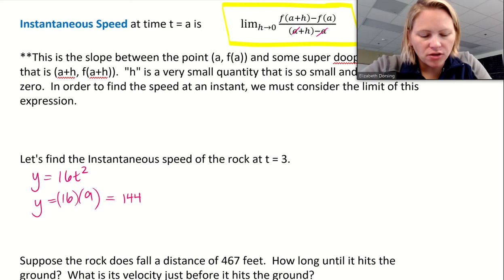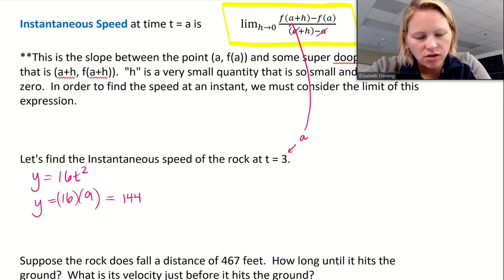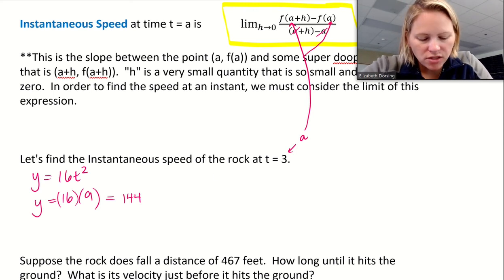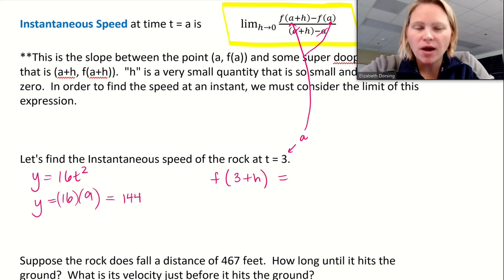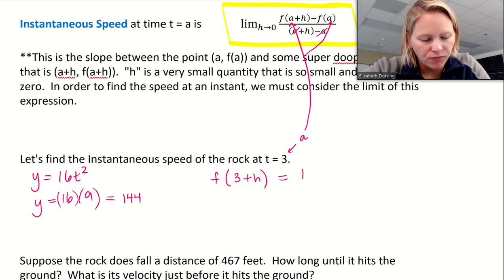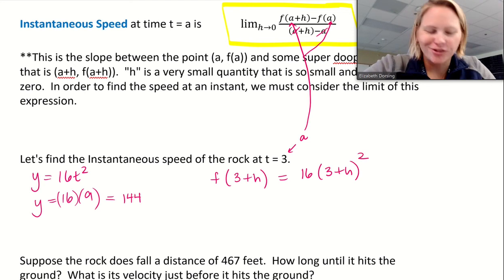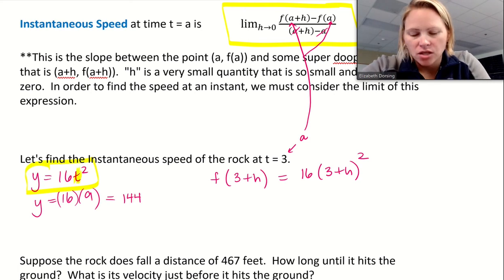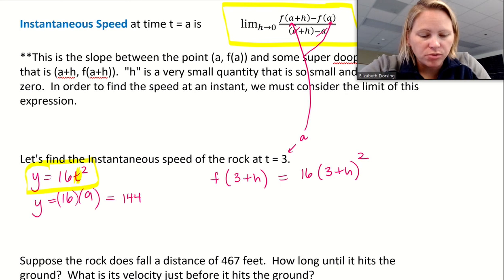Now to find my limit, t is 3, so this is the a value right there and right there in my equation. So what I actually need to do is evaluate f of 3 plus h. And so if my equation is 16t squared, I need to plug 3 plus h in for t. So this is 16 times 3 plus h squared. This is a composition of functions right here. I'm putting 3 plus h in for the variable t. So this is what I need to plug in to the numerator.